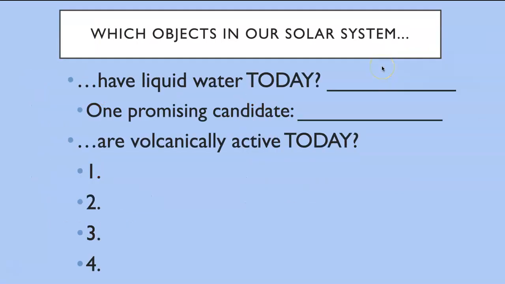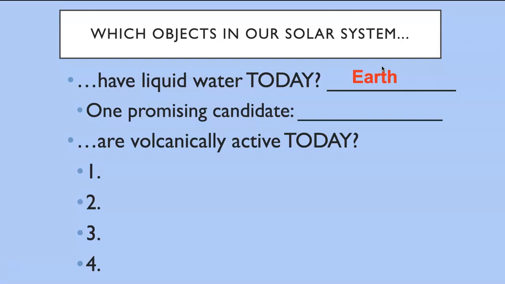Here's a slide that we're going to return to as we discuss terrestrial planets in this video and Jovian planets in the next video. Which objects in our solar system have liquid water? Well, Earth, for sure. And then there's going to be one more promising candidate. Why is this of interest? Generally, we believe that for life to exist, it needs water. So having liquid water is important if we want to see if there's life anywhere else in the solar system. It's also important if we ever think about colonizing another place.